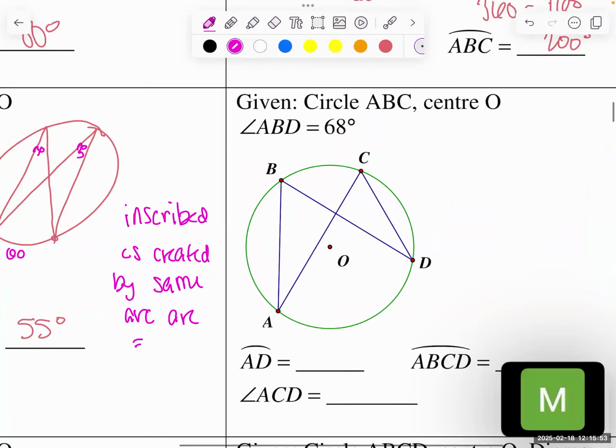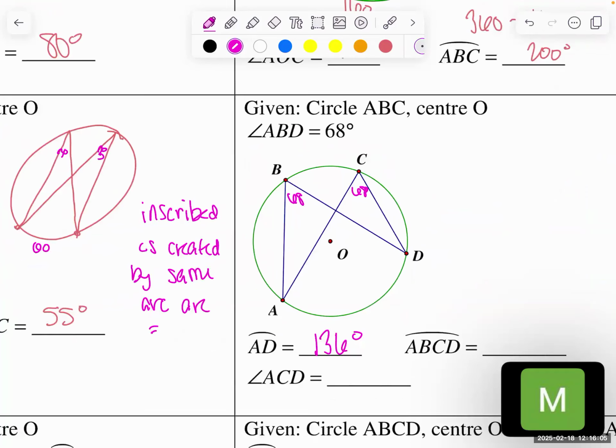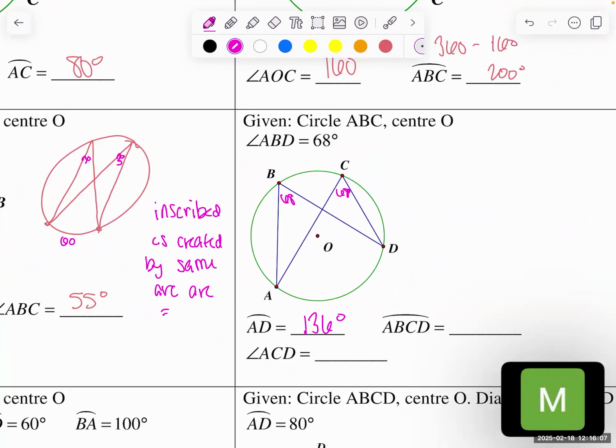So for example, ABD is 68. That makes this also 68 because they're both created by AD. And then when I double this, it will be 136. And then ABCD would be 360 minus 136, which is 224. And then ACD has to be 60.